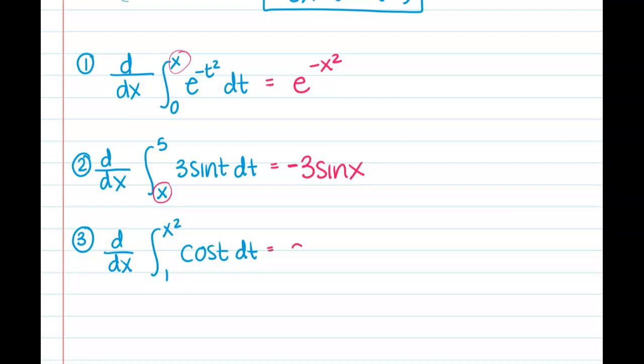For this last one, we'll put the x squared in for the t. The limit's in the top, so we don't have to make it negative, but it's a function, so we have to multiply by its derivative. So we have times 2x. I would typically write this as 2x cosine of x squared.